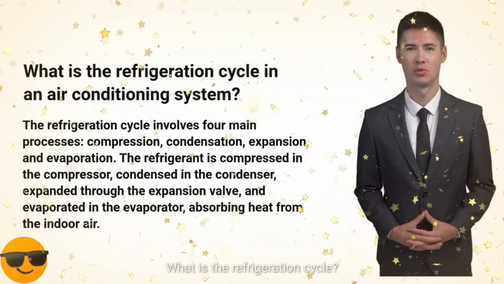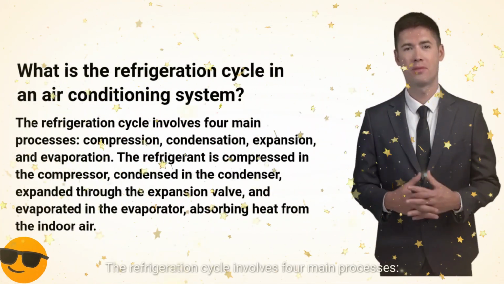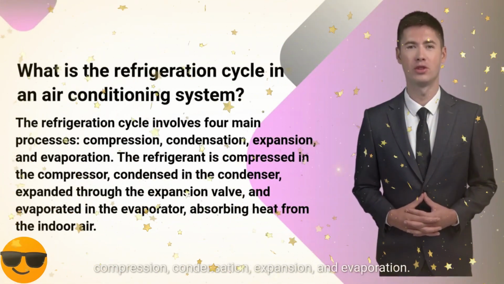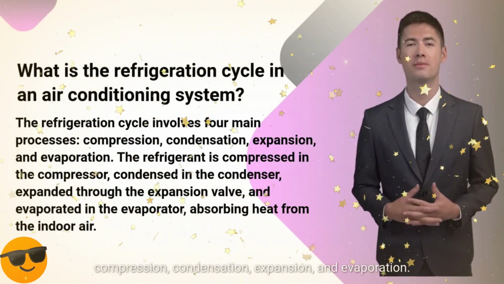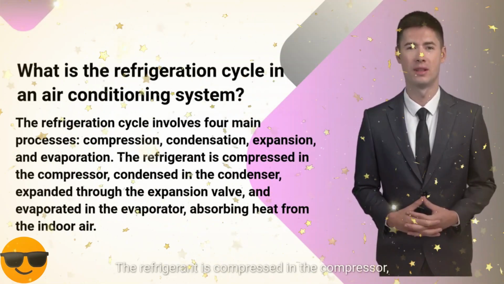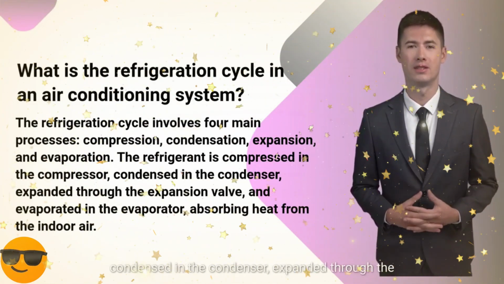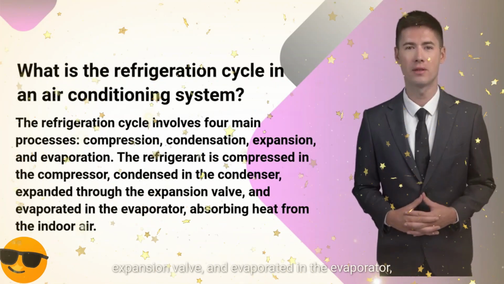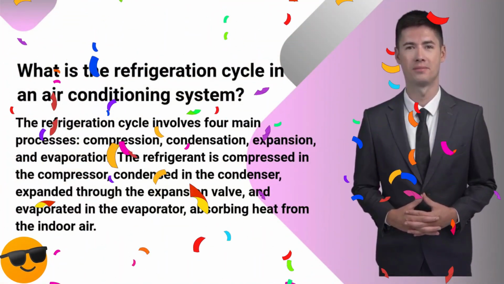What is the refrigeration cycle? The refrigeration cycle involves four main processes: compression, condensation, expansion, and evaporation. The refrigerant is compressed in the compressor, condensed in the condenser, expanded through the expansion valve, and evaporated in the evaporator, absorbing heat from the indoor air.